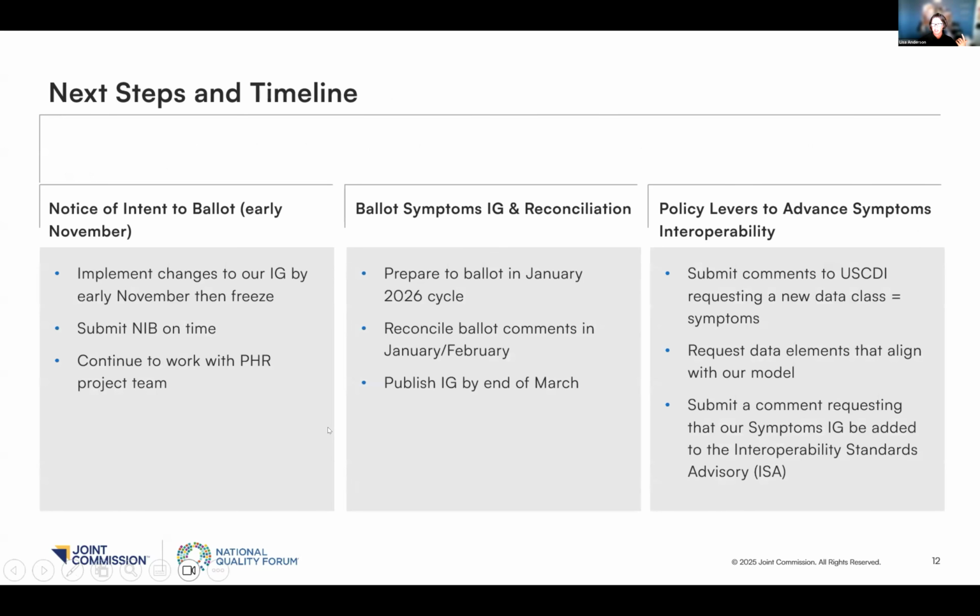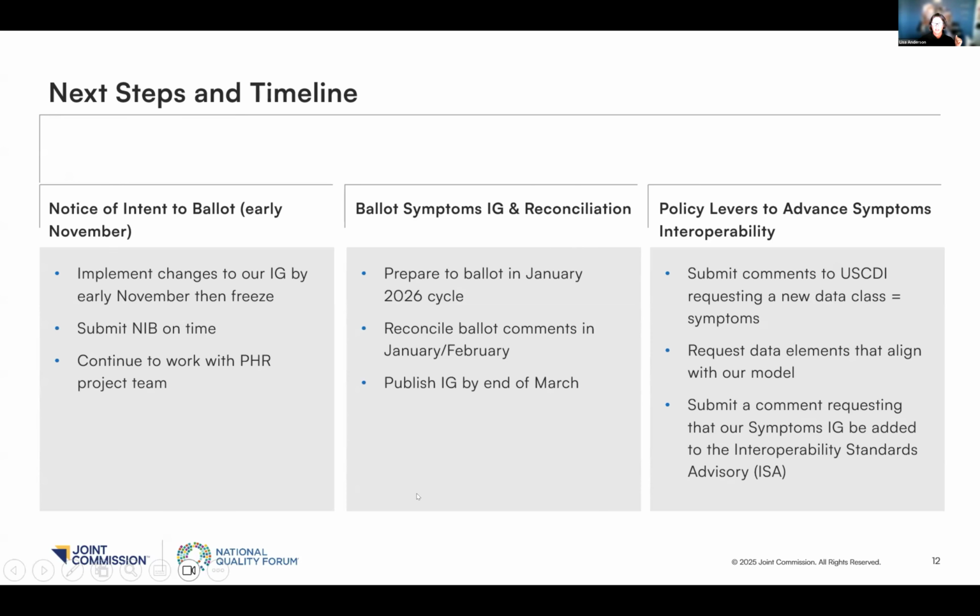Our next steps with this project are, we just got our notice of intent to ballot approved by CIC last month. We're working through our work groups and co-sponsoring work groups to get approval to go to ballot. We're continuing to work with the personal health record group because they do want to reuse the symptoms profile. Our plan is to hold the ballot cycle during the January 2026 cycle, which actually opens in December, and then we want to publish the IG by the end of March.